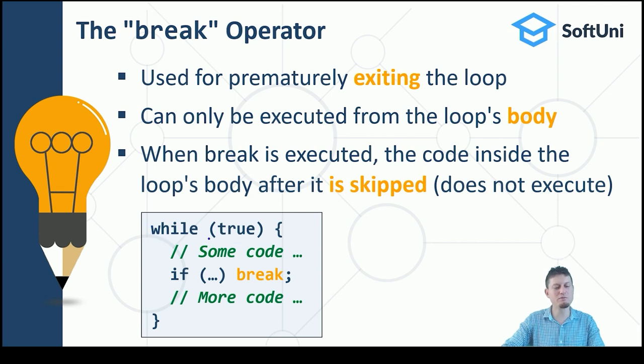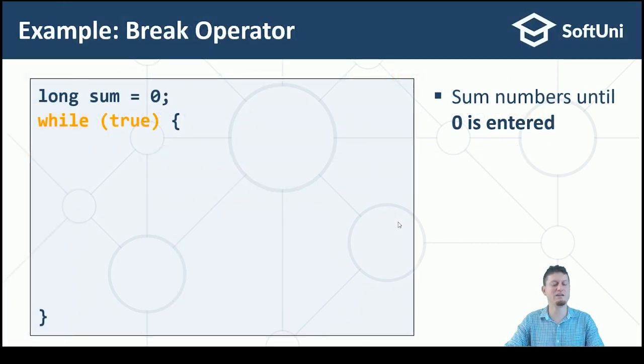It's used when we don't know at which time the loop will break. We know that we will repeat something many times, but we don't know the exit condition. So we write while true, we do something, we check for the exit condition and execute break. And after that, we do some more code. This is very, very common, and I'll show you how to use this.